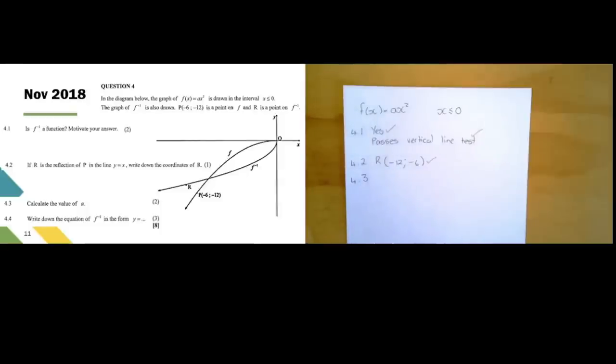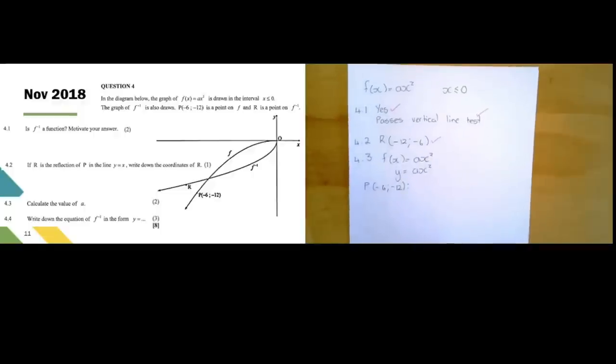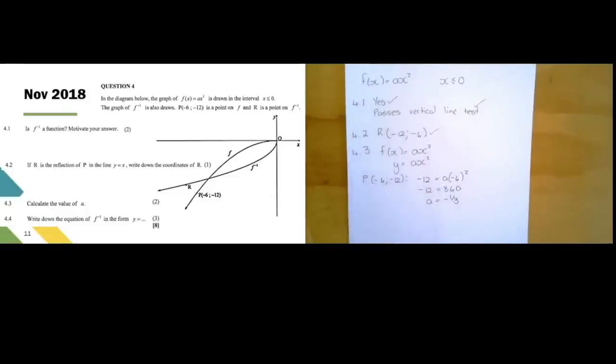4.3. Calculate the value of a. Where is a again? It's in the equation of f(x). So I have f(x) equals a times x squared. What does that mean? y equals ax squared. Do you have a coordinate on the graph f that you can substitute in? Yes, you've got p. It was the coordinate (-6; -12). So if I substitute that in, I should be able to calculate a. So -12 equals a times (-6) squared. Please remember when you substitute to do it in brackets. So -12 equals 36a. And if I now divide, I get a equals negative a third. And I've calculated my value of a. Two marks. So it was a mark for the substitution and then a mark for the answer.